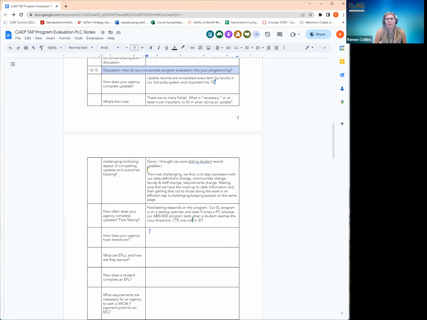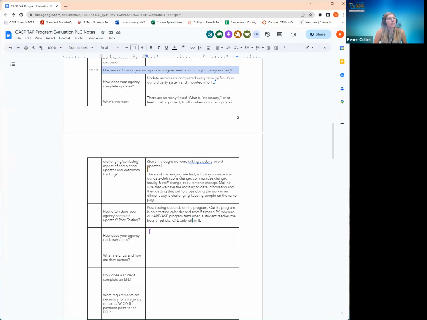Let's make this a conversation. Anybody else have any thoughts on this topic, on this particular question? Okay, let's go back up to the first question. How does your agency complete student updates?